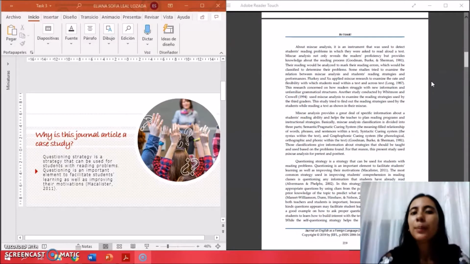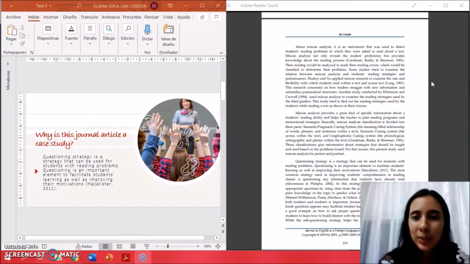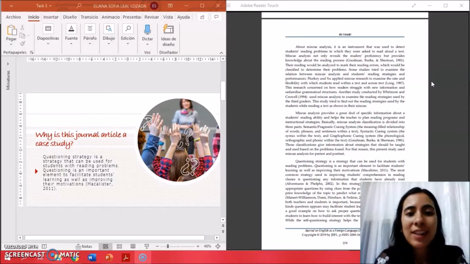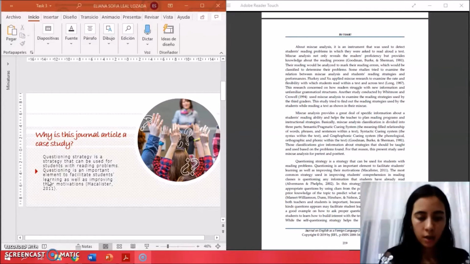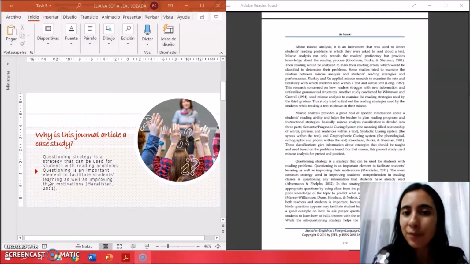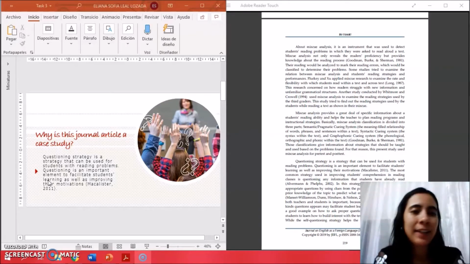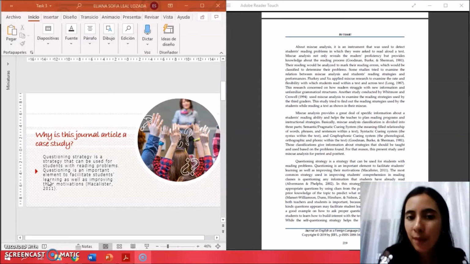Something important mentioned on page number 3 is miscue analysis. It is an instrument that was used to detect students' reading problems, in which they were asked to read aloud a text. What is generally mentioned here is that the miscue analysis strategy provides a wealth of specific information about the students' reading ability and helps the teacher plan reading programs and instructional strategies.